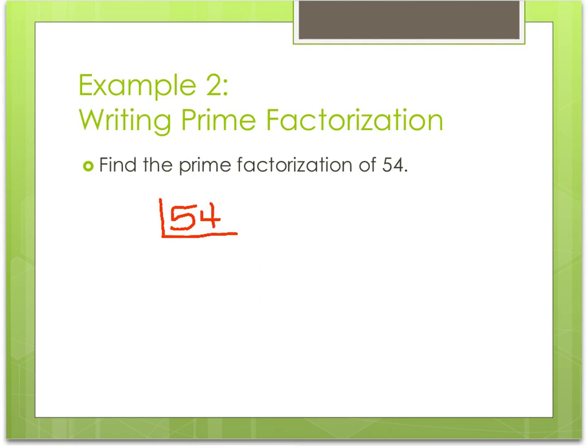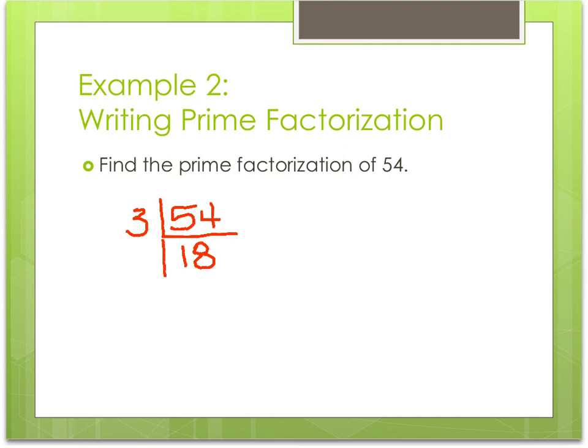54 is even, so I know 2 works. 5 plus 4 is 9, so I know that 3 will also work. So I'm going to choose 3 as my first prime number that I'm going to use. So 54 divided by 3 is going to be 18. And you can use long division to find that out.